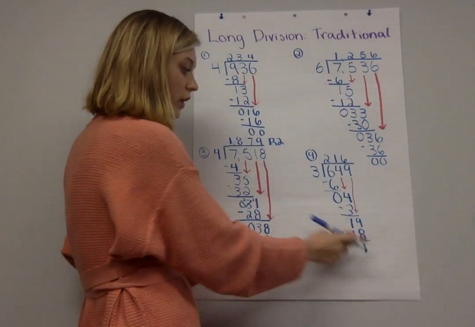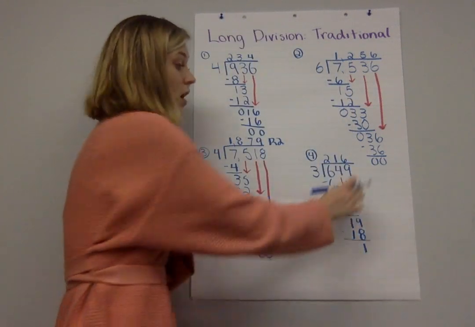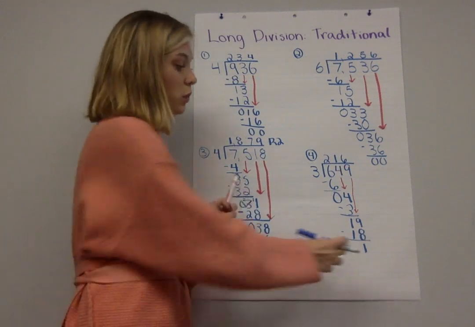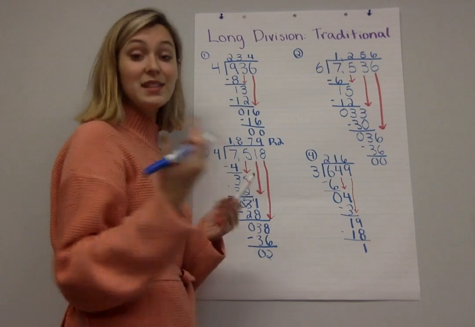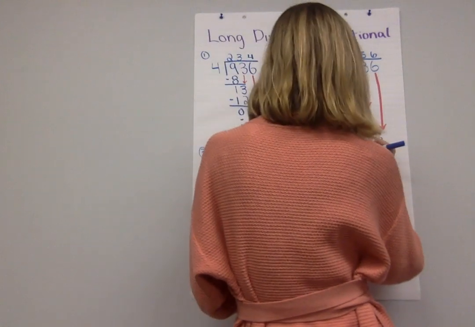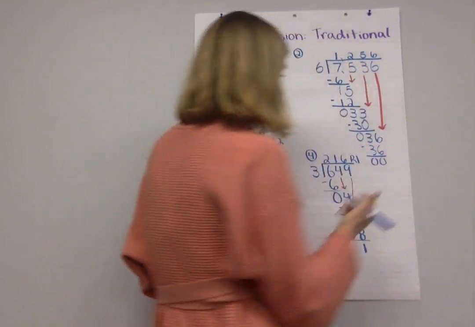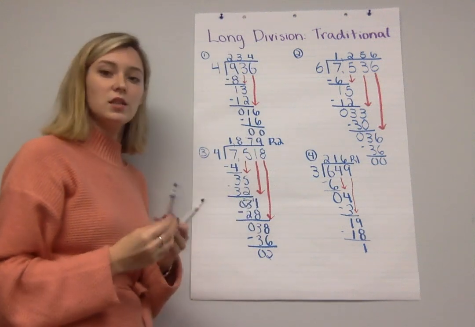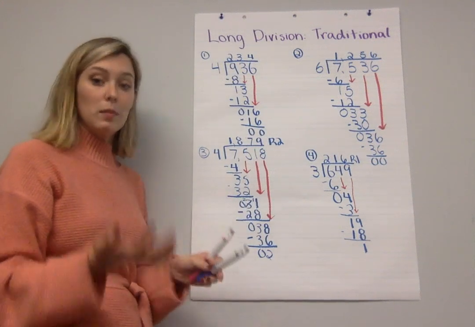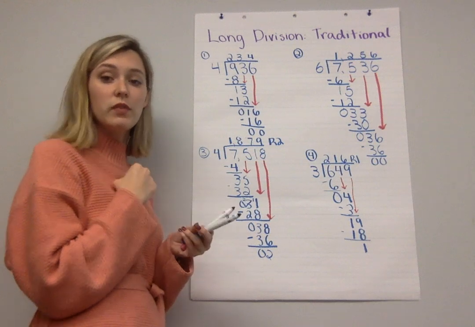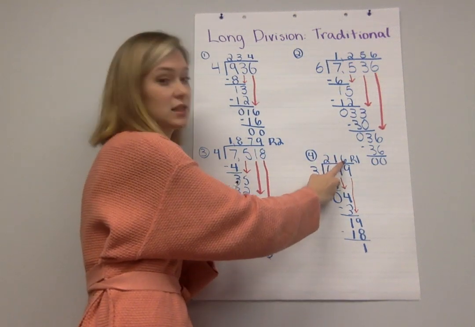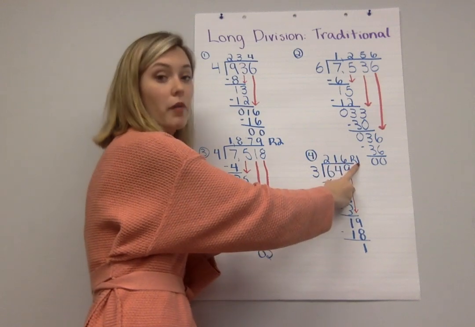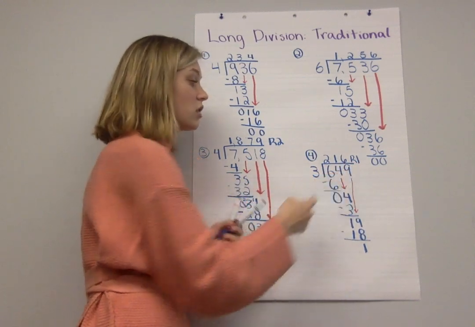All right, 3 into 1, can't do that. Nothing else to bring down. So what does this 1 represent? It's our remainder. And what's the easiest way to check? We multiply. The inverse operation of division is multiplication. So we do 3 times 216 plus our remainder, which is 1, to get 649.